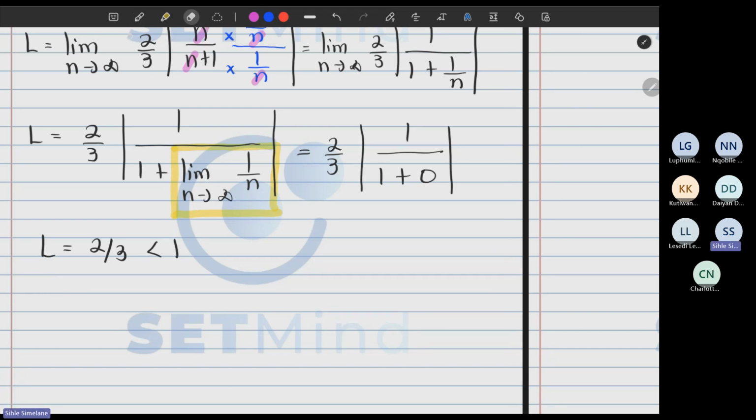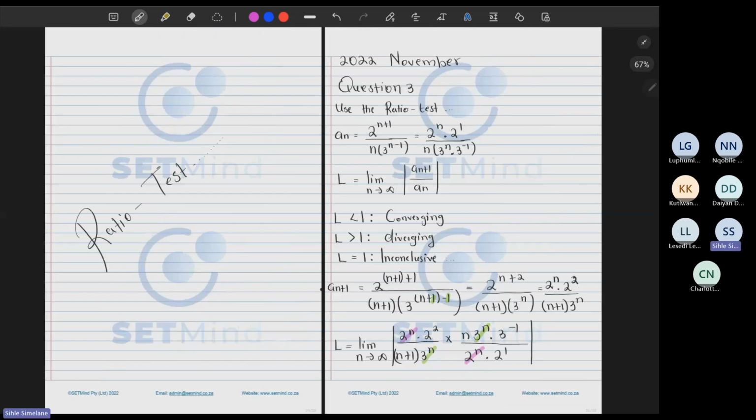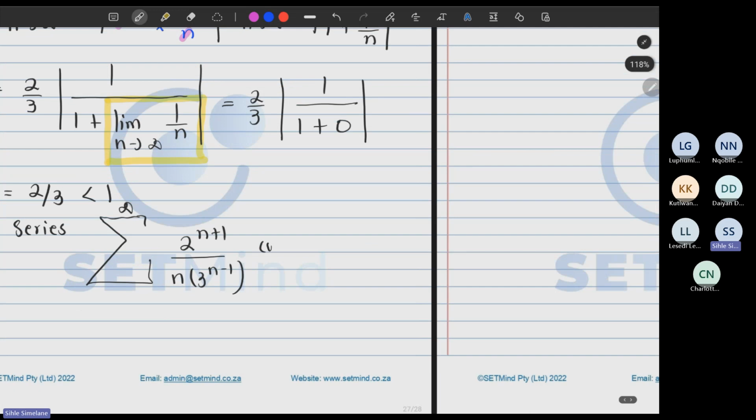the series which you were given, as it goes to infinity, if I remember, is 2 to the n, divided by n times 3 to the n minus 1. There's a plus 1 there. Yes. So that series converges according to the ratio test.